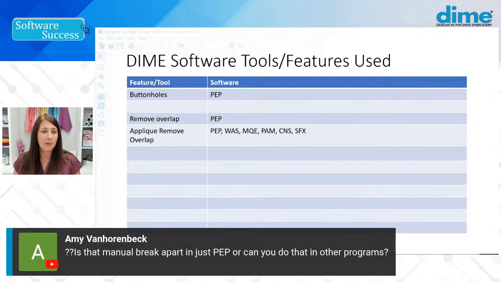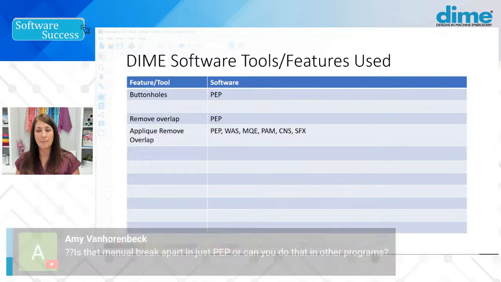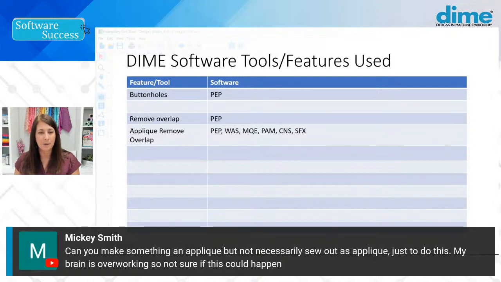Amy says, is the manual break apart in Pepper and other programs? It is in some other programs. Don't hold my feet to the fire, but I want to say if it's got the applique feature, it has the break apart, because you want to be able to separate those out. But it may not be in every one that has applique. In your software, if you can create an applique, create it, and then just as I showed, do a right mouse click and check to see if you've got break apart or break up path. Sorry, break apart and break up path are a little bit different.